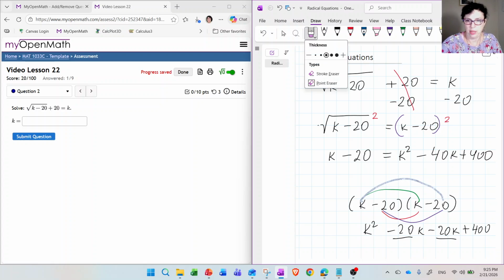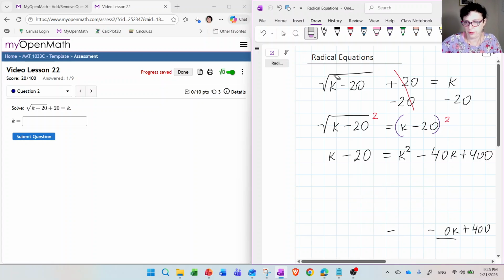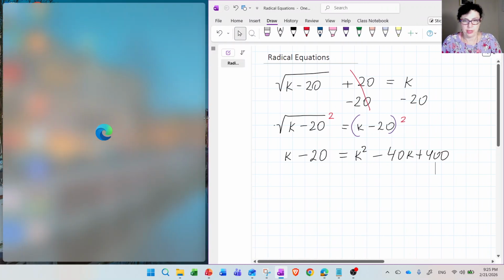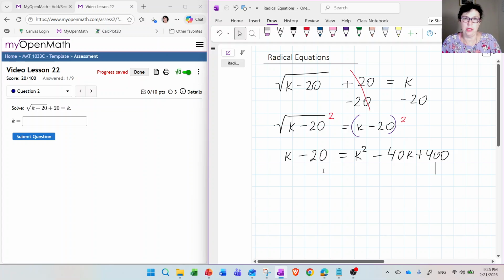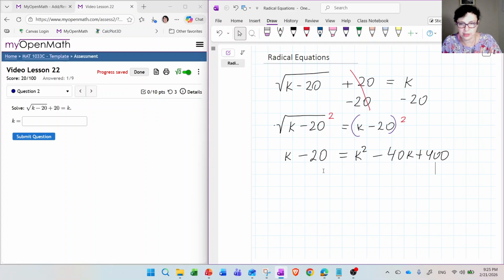Let me get rid of this stuff to leave me more space. What do we do next? Actually, this is a quadratic equation, but you have to move everything to one side and have a 0 on the other side. I think it'll be easier to subtract k from both sides first. We're going to subtract k over here, and we're also going to add 20. We'll just do that in one step.